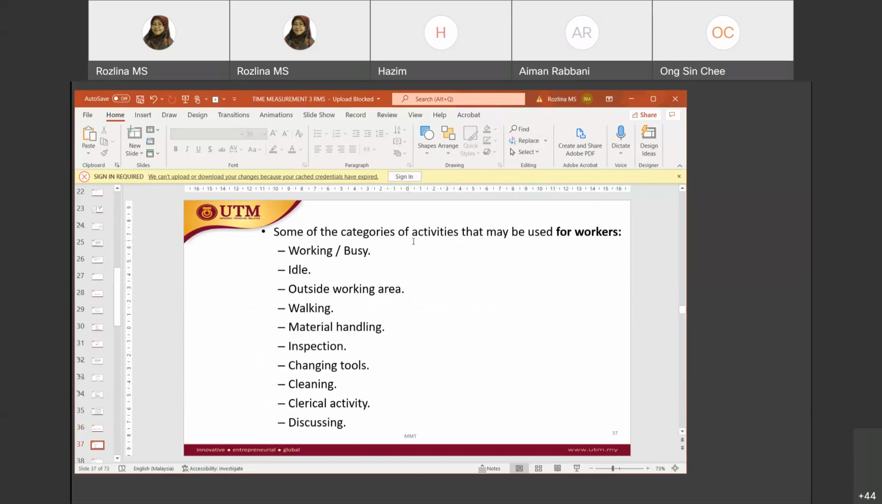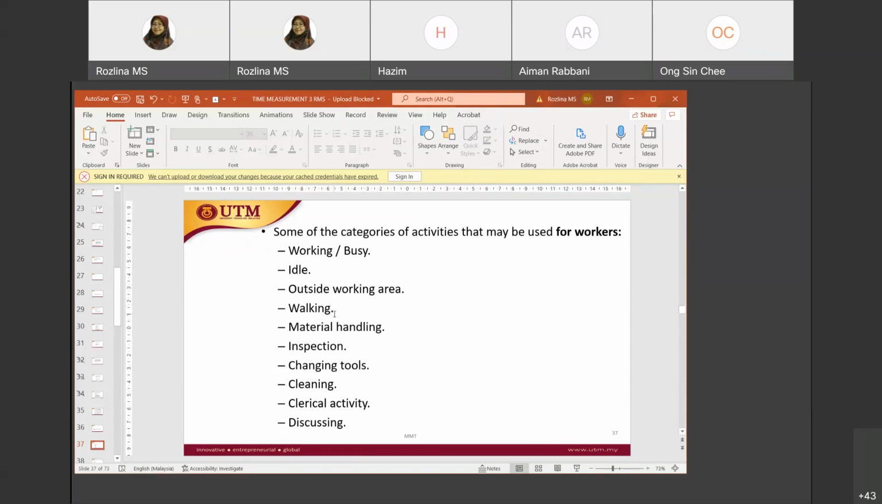Some of the categories of the activities that may be used for workers. Okay, for workers, these are some activities that we can detect. Okay, this one is good: working or busy. Okay, this one is not good: idle, outside. Maybe the worker is outside the working area.